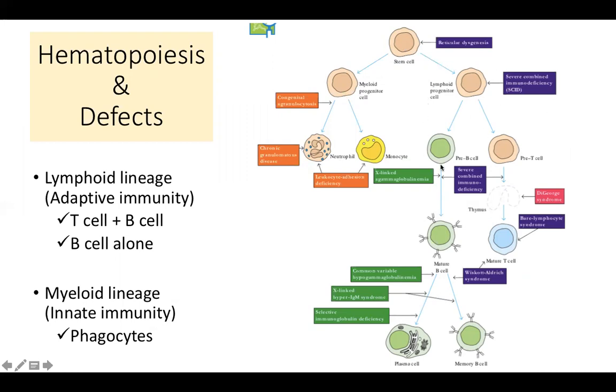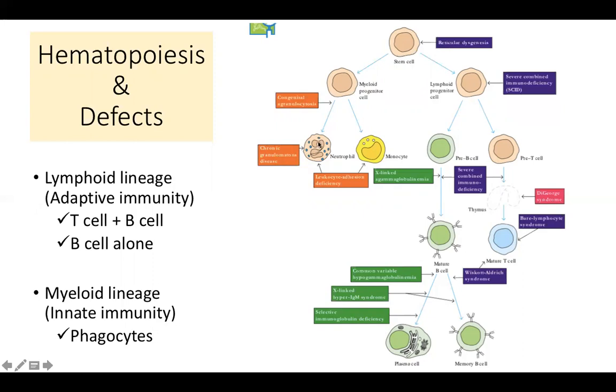So it will give rise to your B cell precursor and the T cell precursor, and then it will mature into a mature B cell or a mature T cell. And of course, when they get activated, they become effector cells and memory cells, and so on and so forth. So at each step, there can be a defect. If the defect lies right here, it is known as reticular dysgenesis, which can have a global impact on the immune system. Similarly, if there is a defect here, it is congenital agranulocytosis. So there is a complete absence of granulocytes.